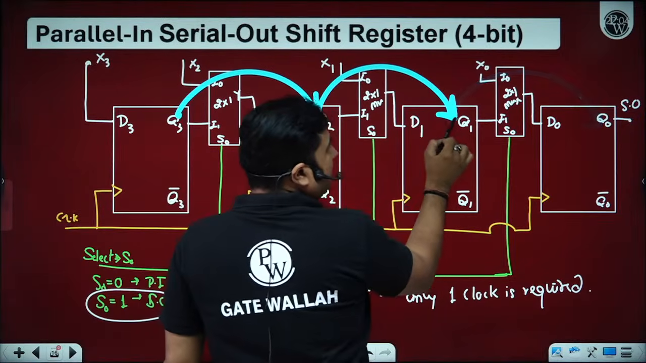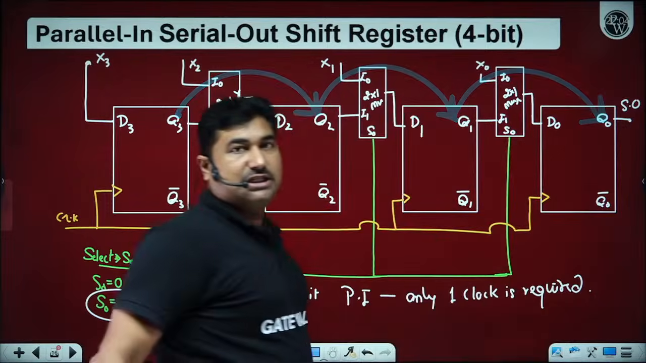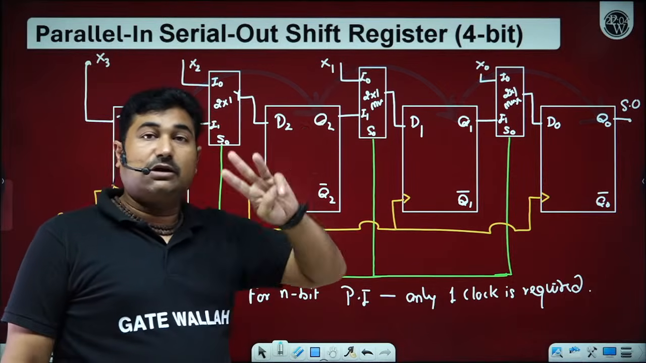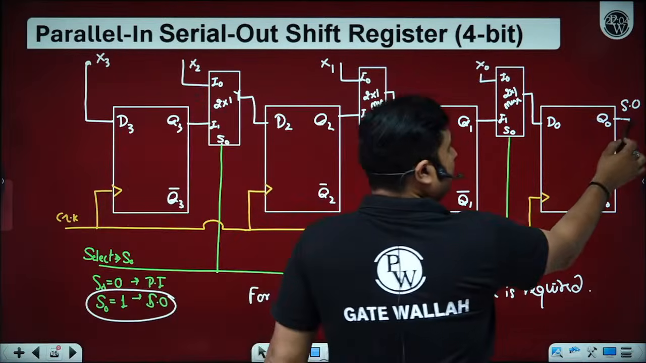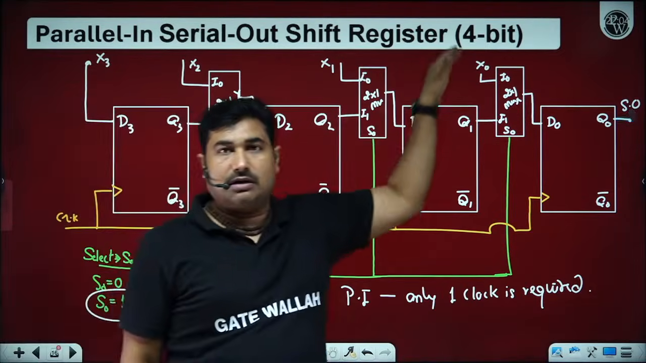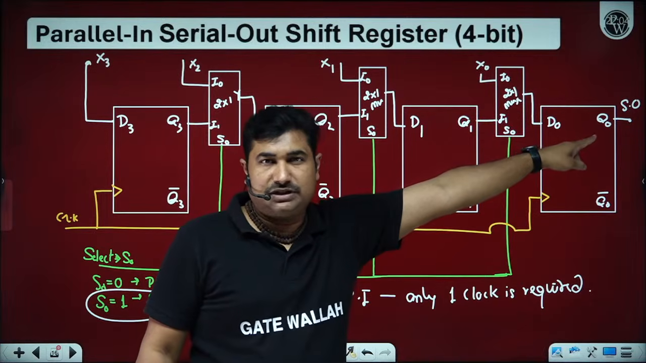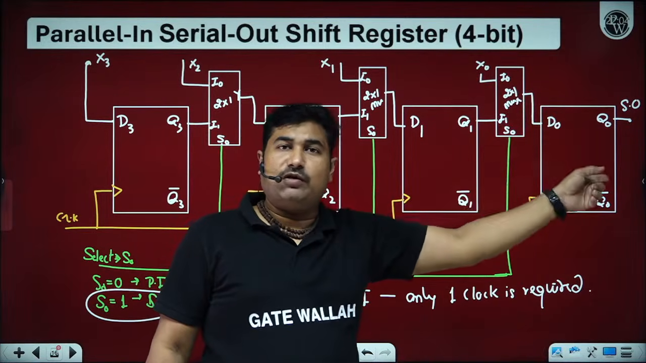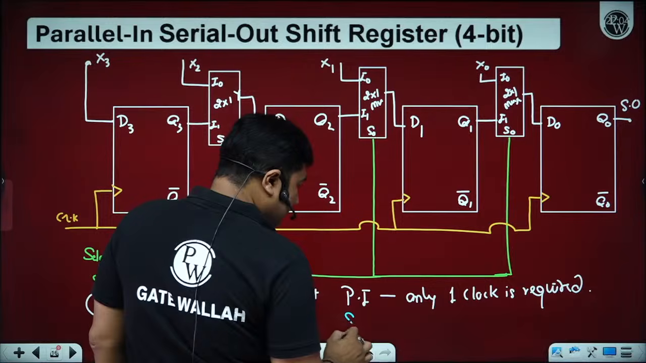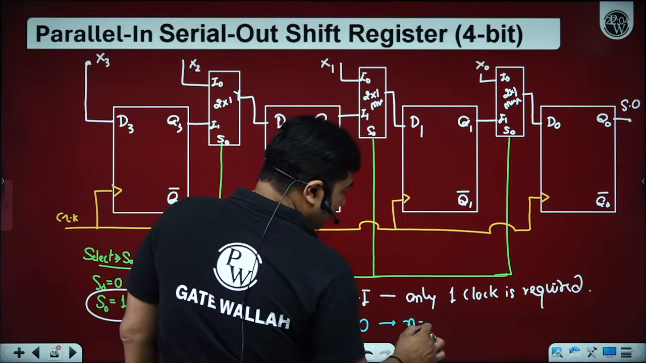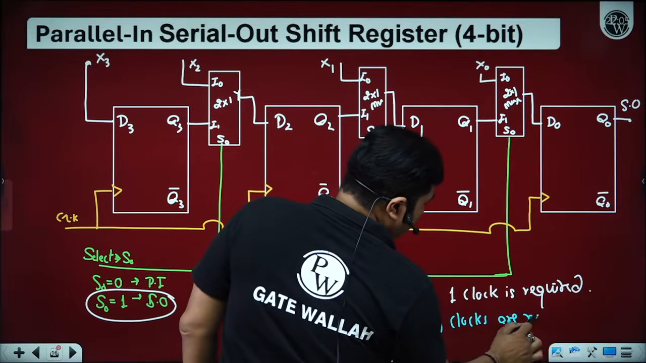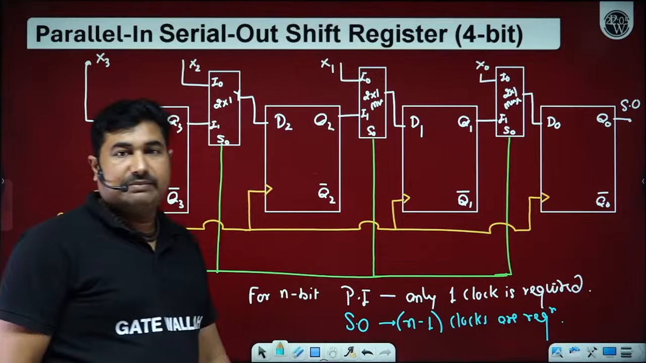In another clock pulse, it will reach here. In the next clock pulse, it will reach here. So how many clock pulses are needed for a 4-bit? Sir, 3 clock pulses, because 1 bit is already available. For that, we don't need any clock. But for the others, we need a clock, because we have only one output position. So how many clock pulses are required for serial out? For serial out, n-1 clocks are required. How many of you are able to understand, Betaji? Can you please tell me?